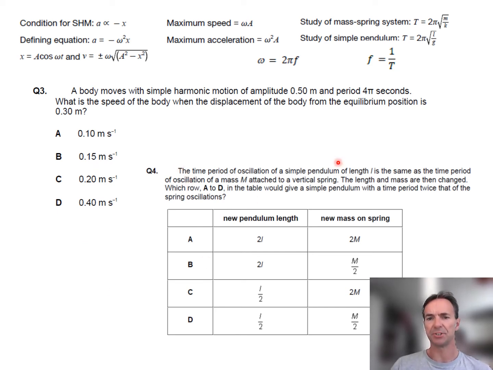The time period of oscillation of a simple pendulum of length L is the same as the time period of oscillation of mass M attached to a vertical spring. So we've got two systems here. We've got one where there's a pendulum swinging, and another one where a mass is going up and down. The length and mass are then changed. Which row A to D in the table will give a simple pendulum with a time period twice that of the spring oscillations?